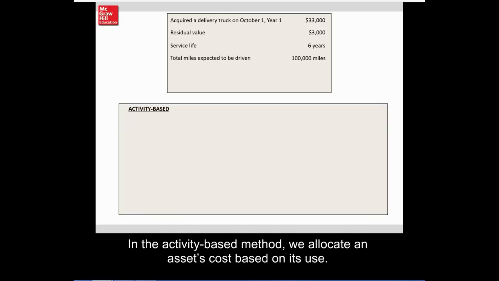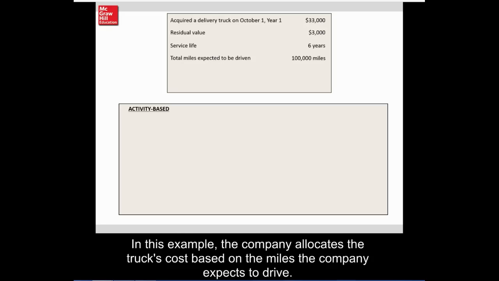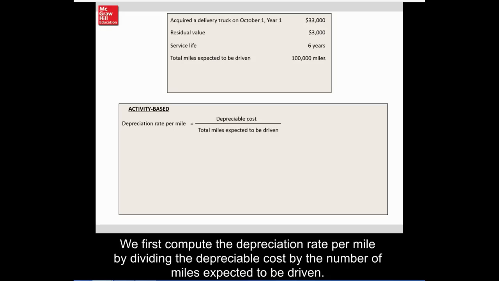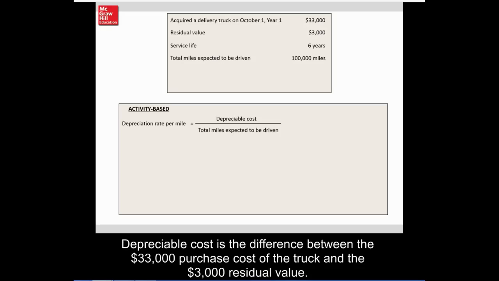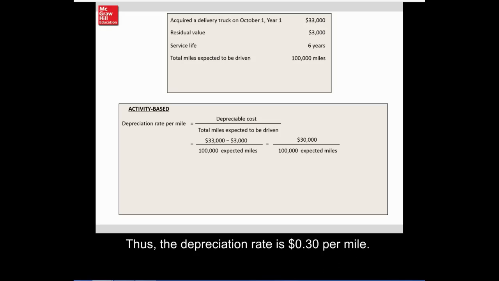In the activity-based method, we allocate an asset's cost based on its use. In this example, the company allocates the truck's cost based on the miles the company expects to drive. We first compute the depreciation rate per mile by dividing the depreciable cost by the number of miles expected to be driven. Depreciable cost is the difference between the $33,000 purchase cost of the truck and the $3,000 residual value. Thus, the depreciation rate is 30 cents per mile.